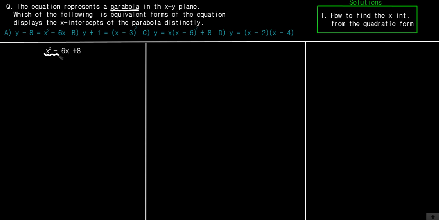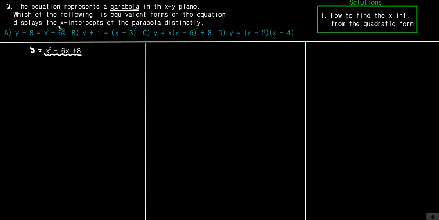And if you think about x squared minus 6x plus 8, it should actually be y is equal to x squared minus 6x plus 8. It has a squared term inside the equation, which means it is going to be a quadratic function. So that's why this displays a parabola. Which of the following is an equivalent form of the equation that displays the x-intercept of the parabola distinctly? There are choices for our answers right over here, A, B, C, and D.